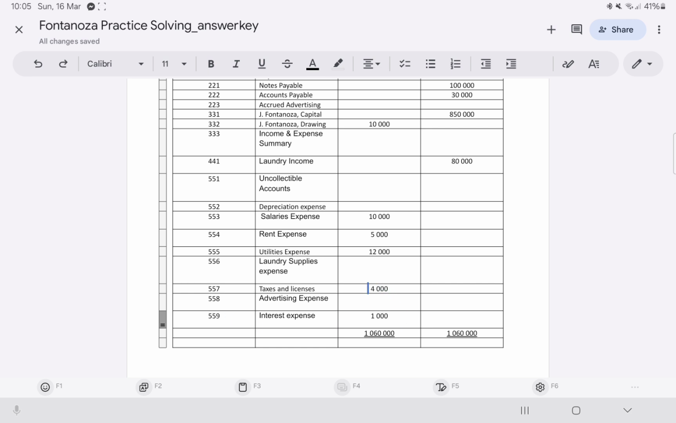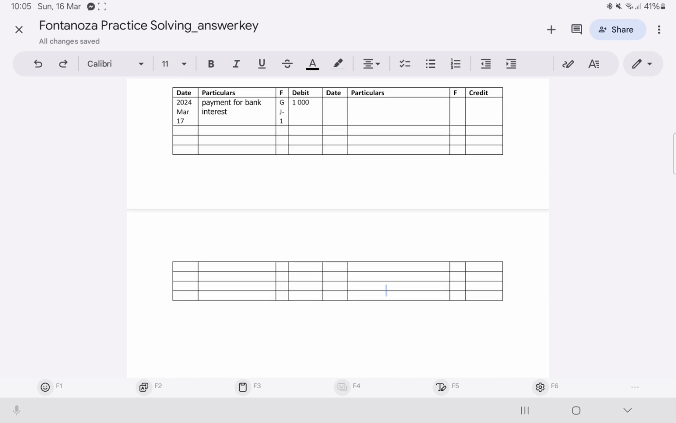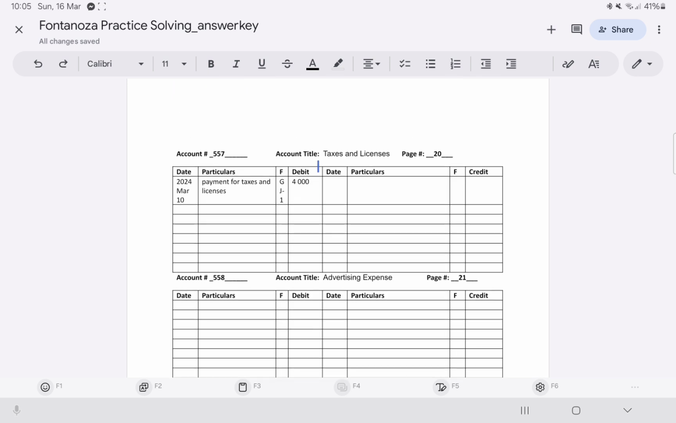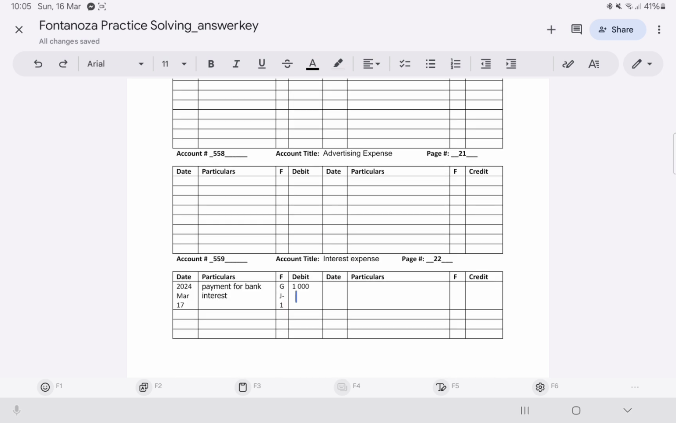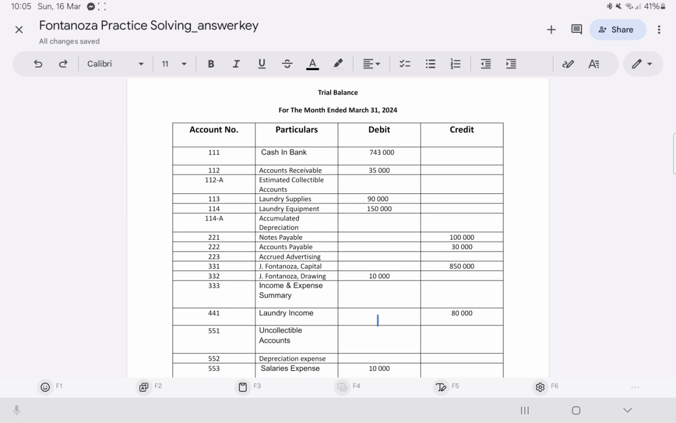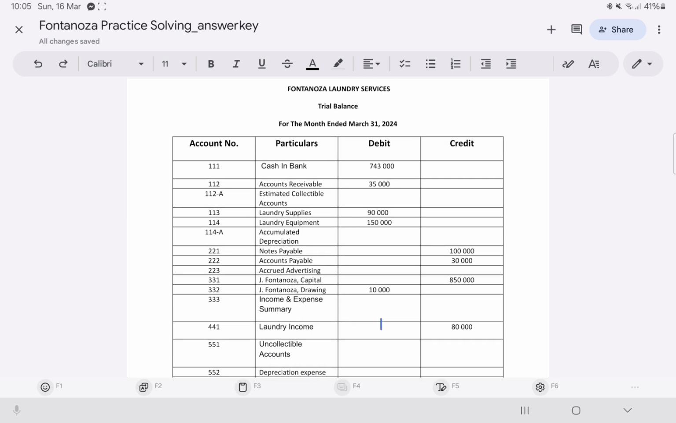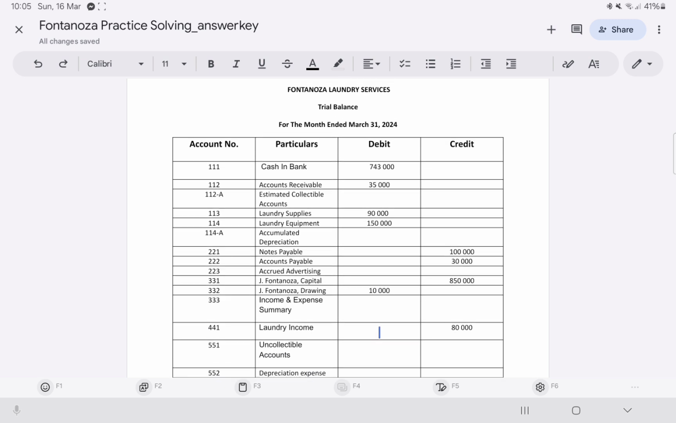And where did you get this one? So again, go back to the general ledger. In taxes and licenses, debit 4,000, interest expense debit 1,000. Okay, so that's how we compute the Fontanoza Laundry Services trial balance.